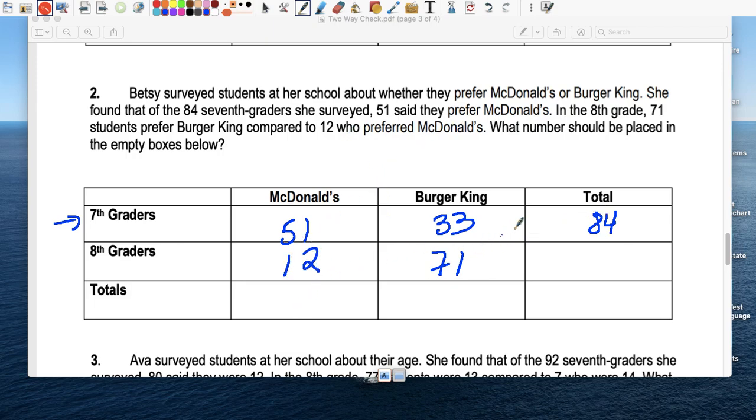What should be in the empty spaces below? Well, now that's easy, right? So this is 63 because we add up and down. This is going to be 104. Now let's add across. 12 plus 71 is 83. And if we add this, we get 167. So 167 this way, 167 that way.